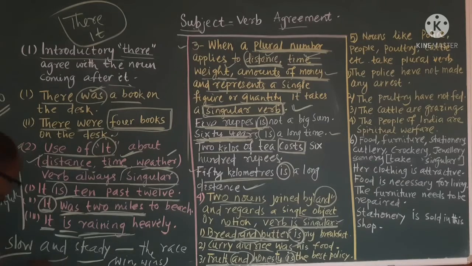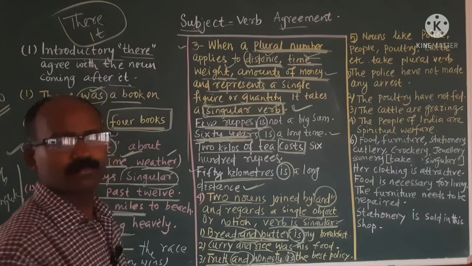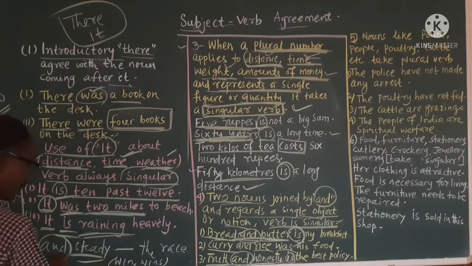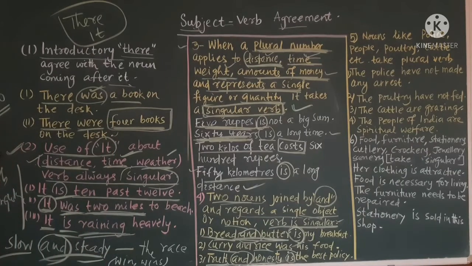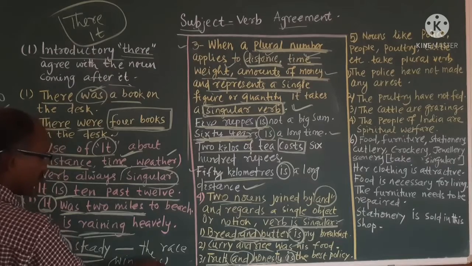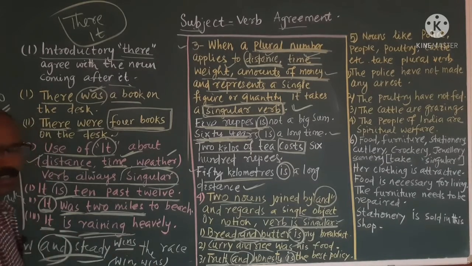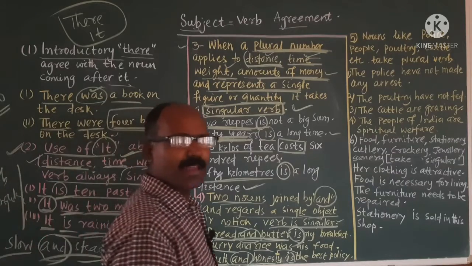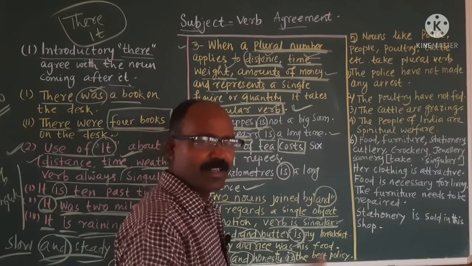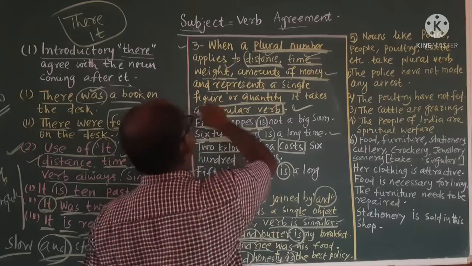Joined by "and", but it gives one notion, that is time. One notion. So it will be singular. In the verb, you know, the main verb, if you use S, it will be singular. So slow and steady wins the race. Clear? Very important. Keep it in your mind. Isn't it? Okay. Very good.